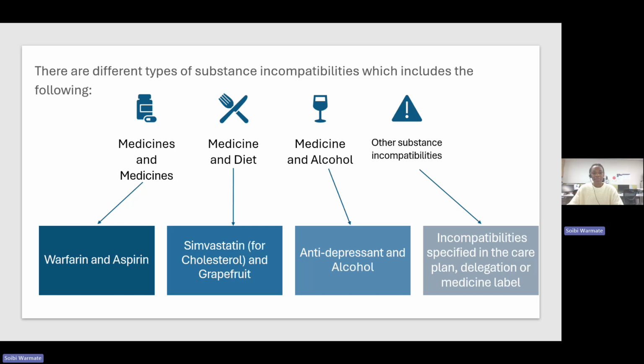There are different types of substance incapabilities, which include medicines and diet, medicines and alcohol, and other substance incapabilities. Down below, I've mentioned some examples of each of the substance incapabilities. So for medicine, we have warfarin and aspirin, which have the same effect of thinning the blood.